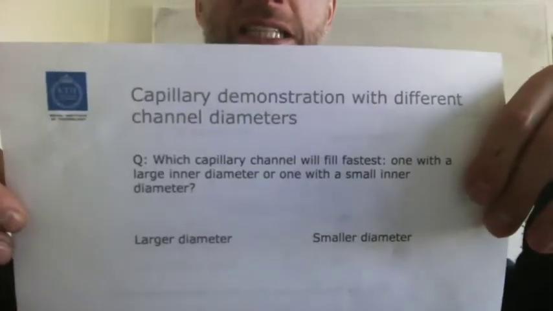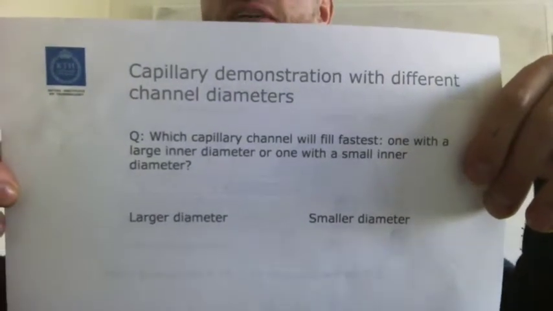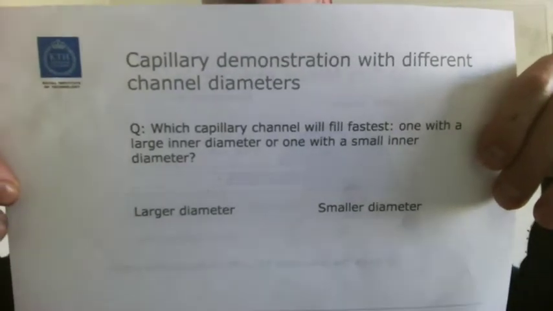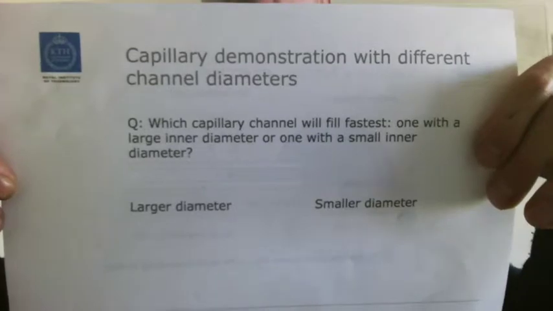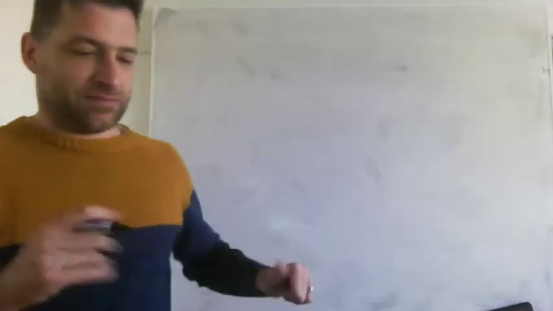So, time again for a little quiz. This is the quiz question. If you have two capillaries with a different channel diameter, a large diameter and a small diameter, which one of the two will fill the fastest? The one with a larger diameter or the one with the smaller diameter? Right. Let's have a look at that.